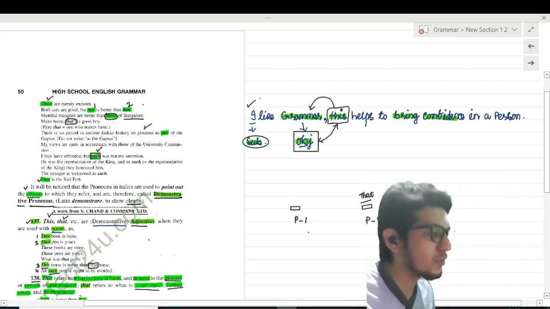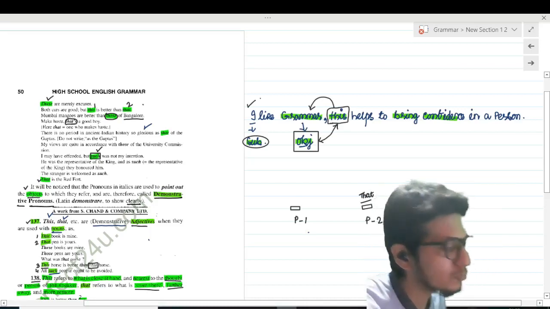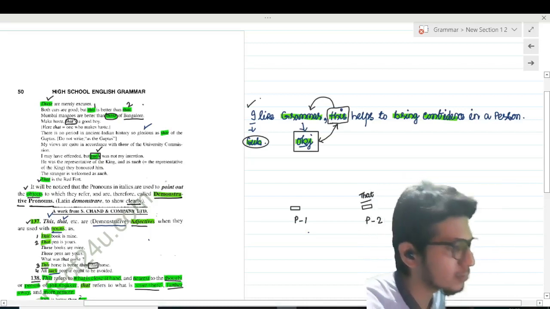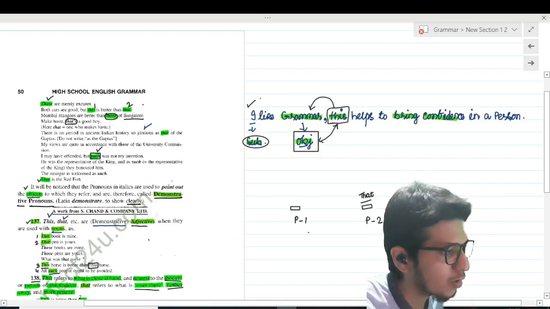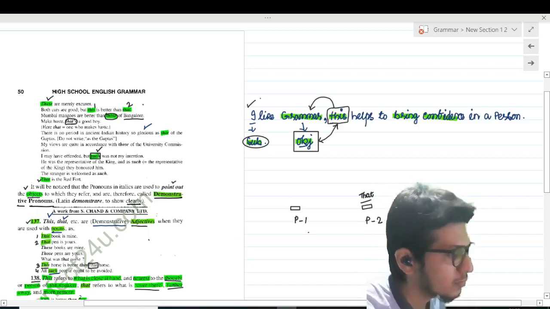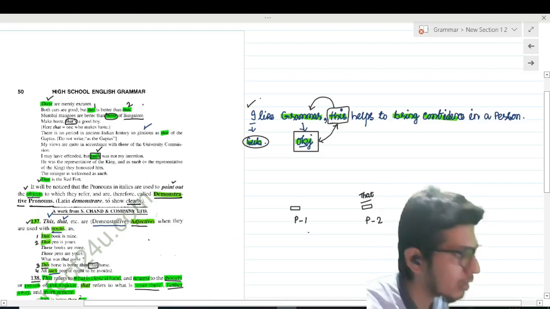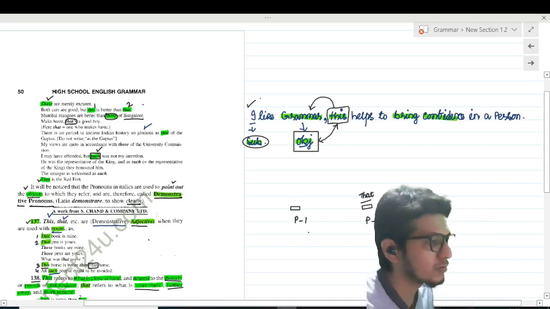It will be noticed that pronouns in italics are used to point out the object to which they refer, and are therefore called demonstrative pronouns.